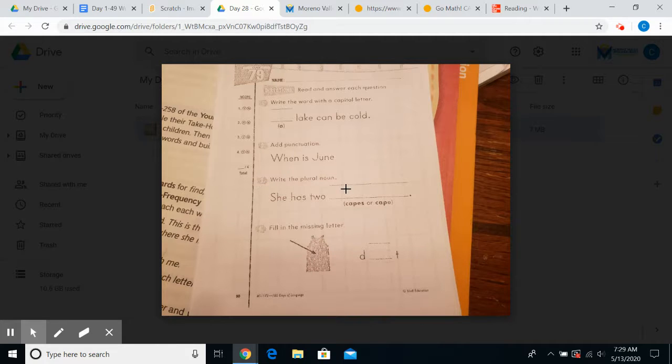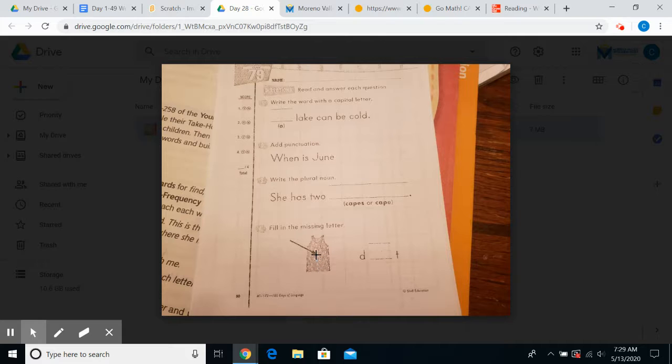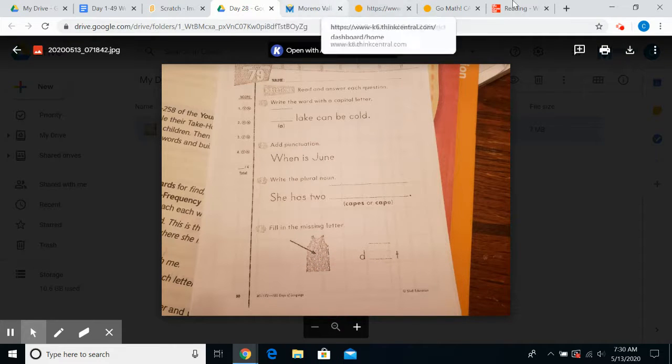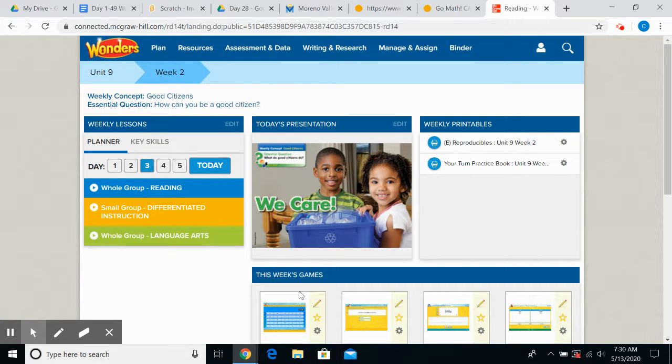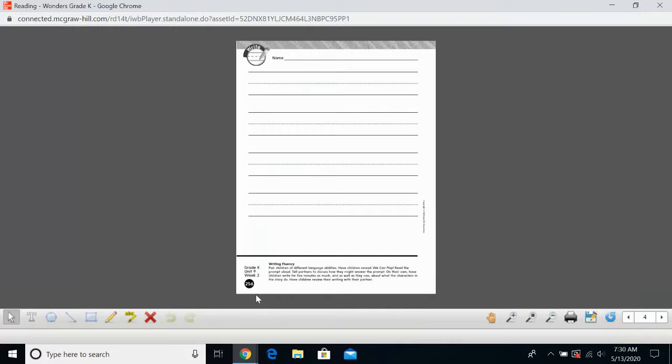Number 3, write the plural noun. She has 2 capes or she has 2 cape. And last, fill in the missing letter. They're showing us dot. There's dots on the shirt. Next thing that you're going to be doing today is our language arts pages. So let me pull that up. It's page 256, which is just that writing page.